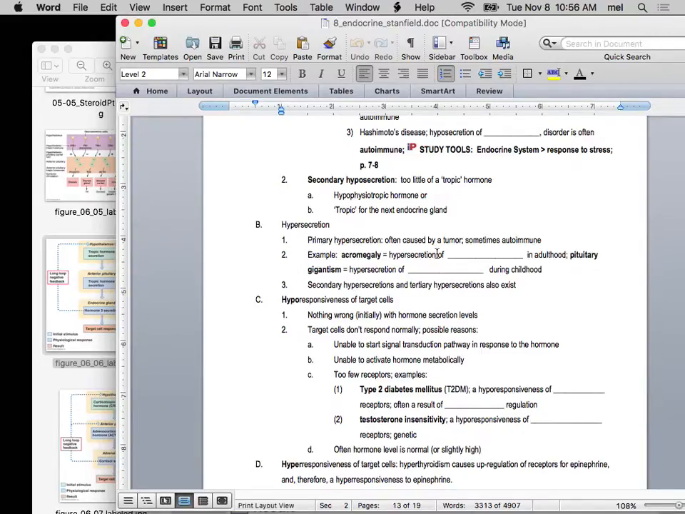Acromegaly is a primary hypersecretion of what hormone? Growth hormone in adulthood, right? And pituitary gigantism is the same thing in childhood. But I want to teach you about one weird little example.